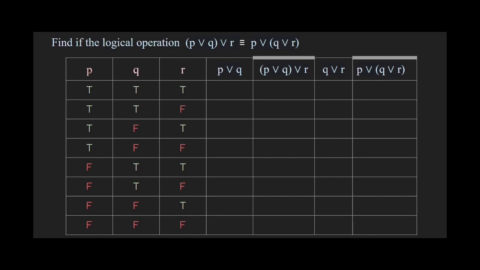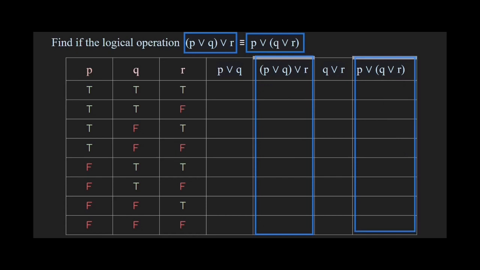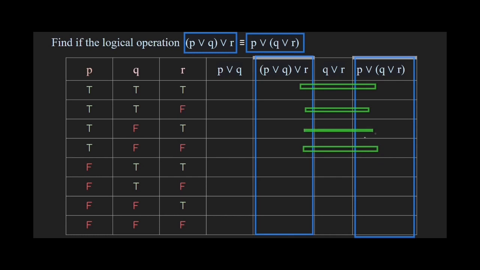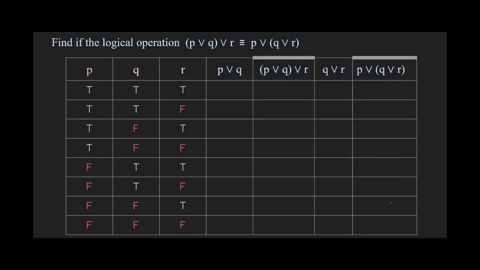It's a congruency problem. What this is asking is: is this logical operation congruent to this logical operation? That means that if we get the same truth values in this column as this column, then they are congruent. If every single truth value just matches, then they're congruent.